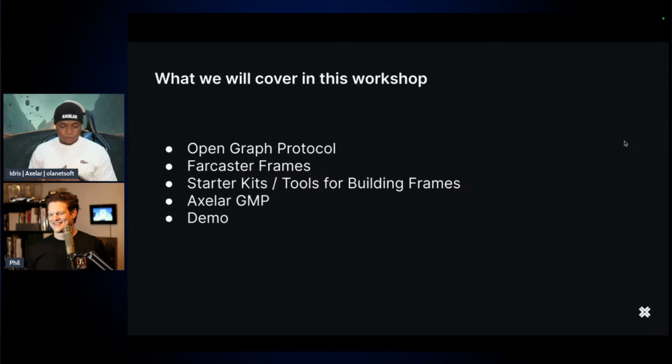So in this workshop, we'll be covering the Open Graph protocol. We'll talk about Farcaster frames itself. I'm going to show you all some starter kits that are available to you if you want to build your own frame. Kits that you can quickly get started with in less than 5 minutes to build a frame. And also we'll talk about the Axelar GMP, and specifically, we'll also talk about the Interchain Token Service, and then we'll go through the demo, right?